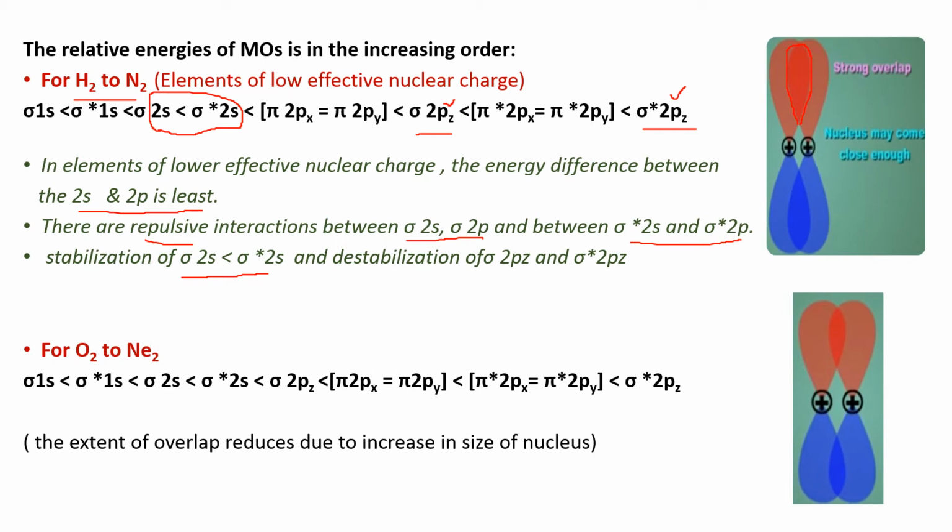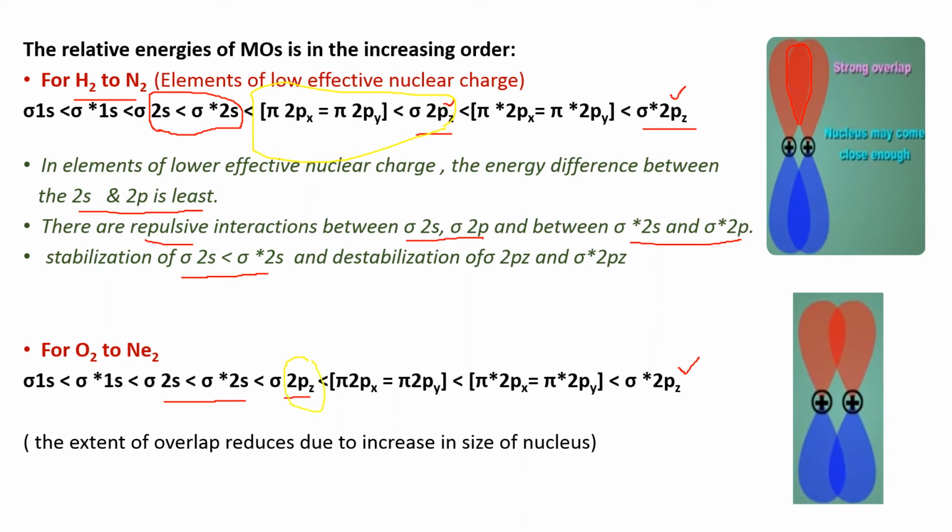If we come to oxygen to neon homonuclear diatomic molecules, the 2s bonding and antibonding and 2p bonding will be of less energy, and compared to the original H2 to N2, there is a slight difference. You can observe the difference here. The 2p is shifting; the difference is here. I am just encircling it with yellow color. The 2pz is coming before the degenerate 2px and 2py.